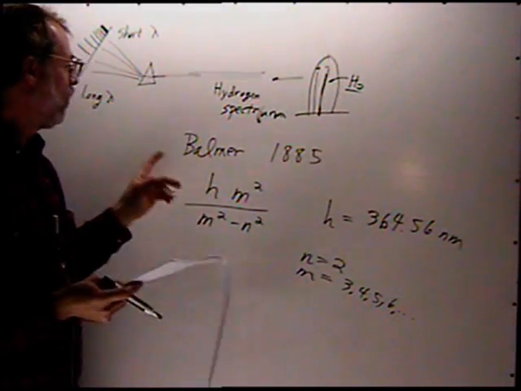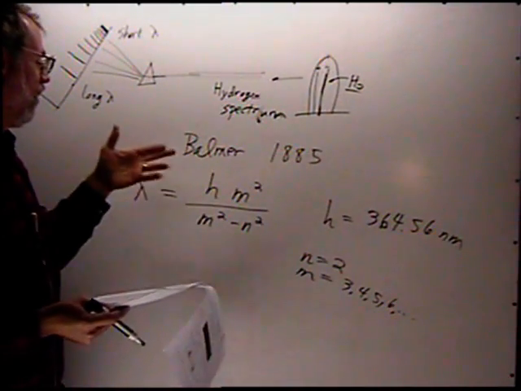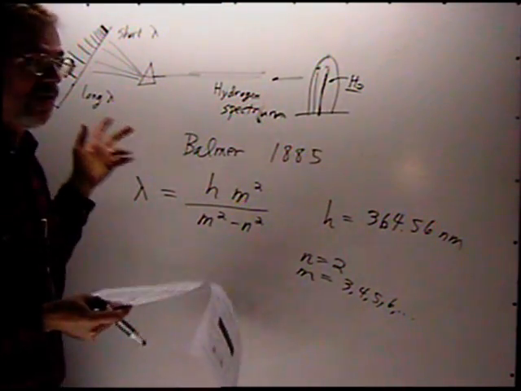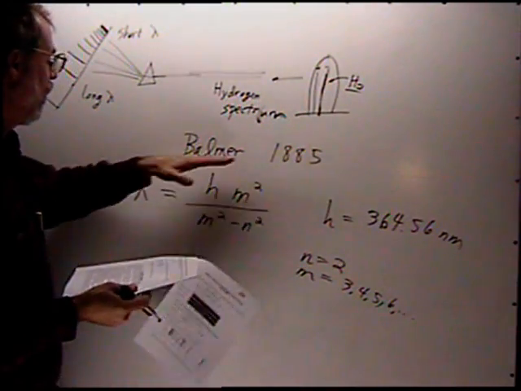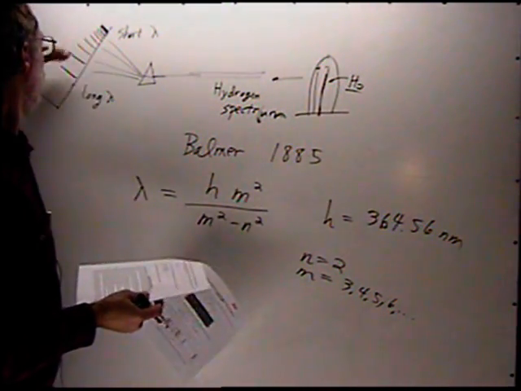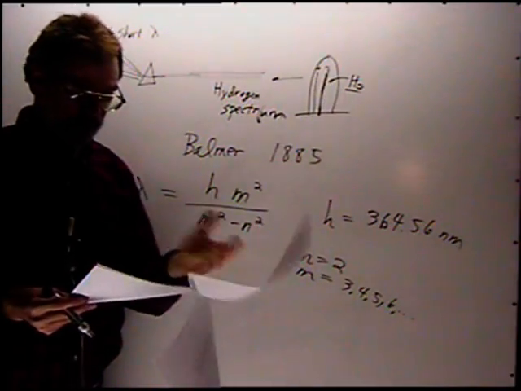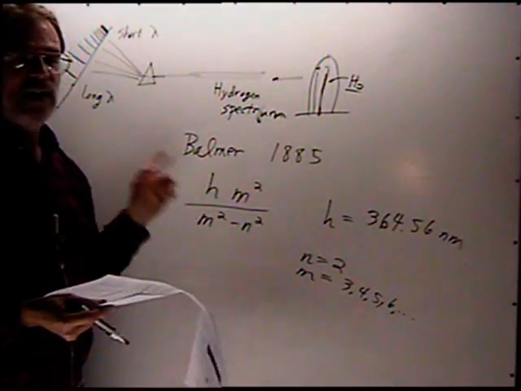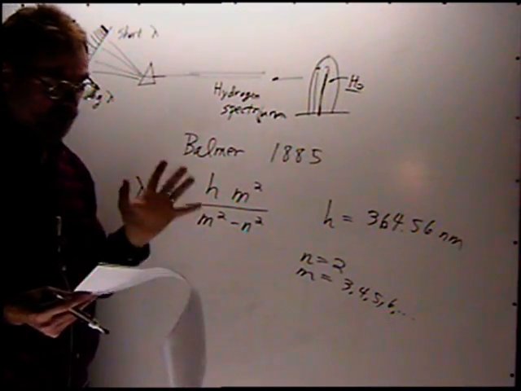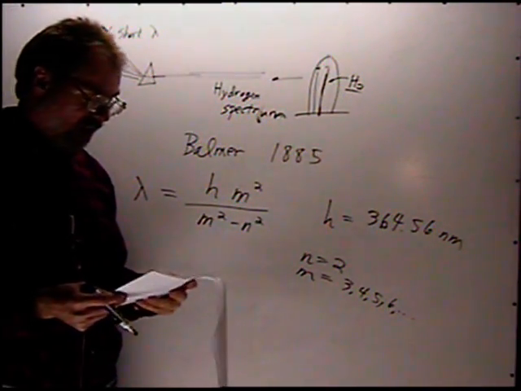In honor of his work, they called this the Balmer series, and he was just a high school mathematics teacher. He wasn't really a physicist at all. So he came up with a formula, but no one knew why this formula worked. It works, but no one really understood it.